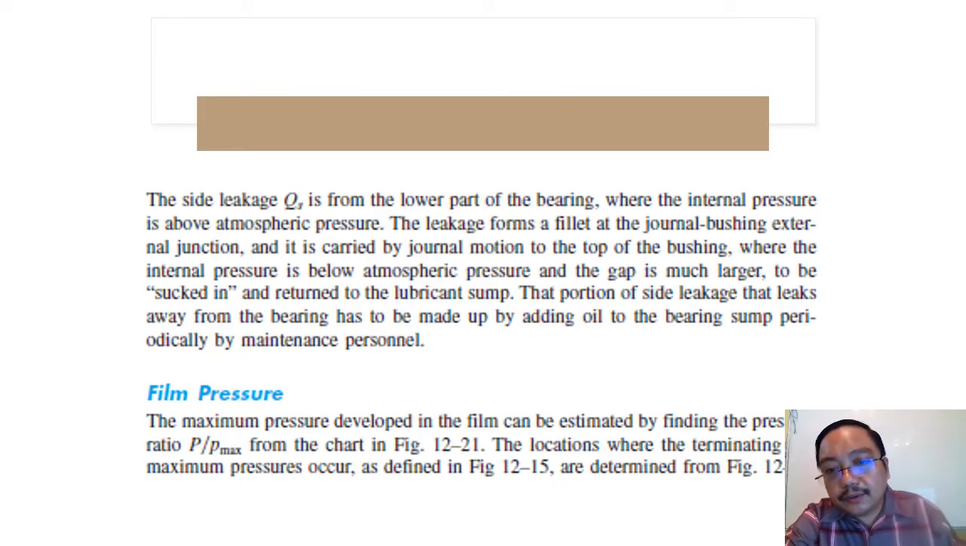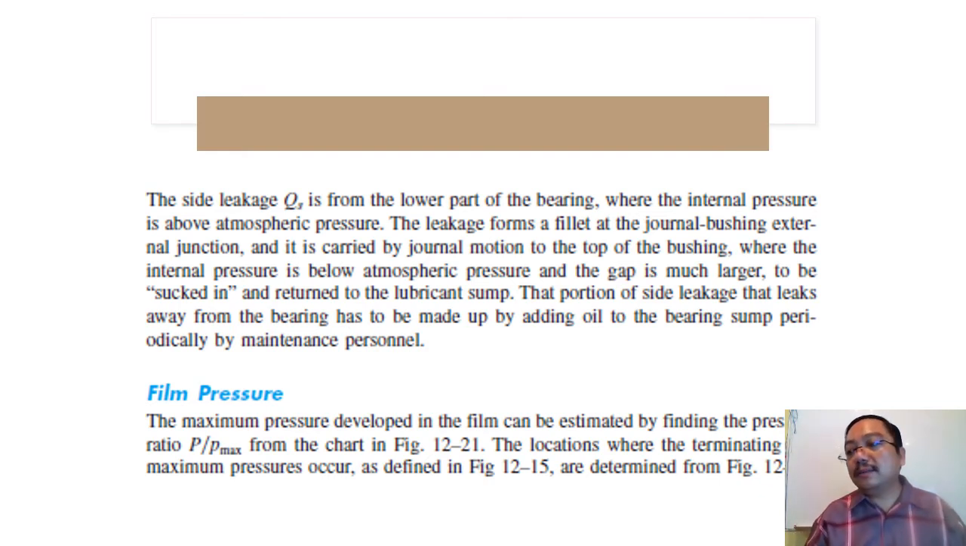The side leakage Qs is from the lower part of the bearing where the internal pressure is above atmospheric pressure. The leakage from a fillet at the journal bushing external junction is carried by the journal motion to the top of the bushing, where the internal pressure is below atmospheric pressure and the gap is much larger, to be sucked in and returned to the lubricant sump.